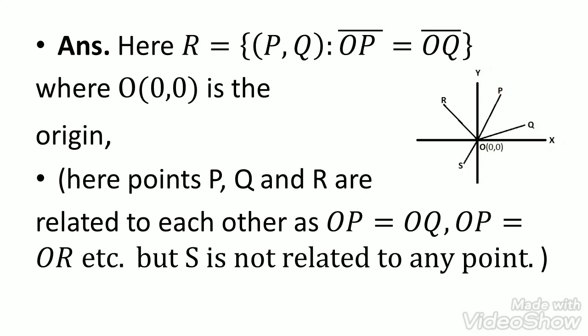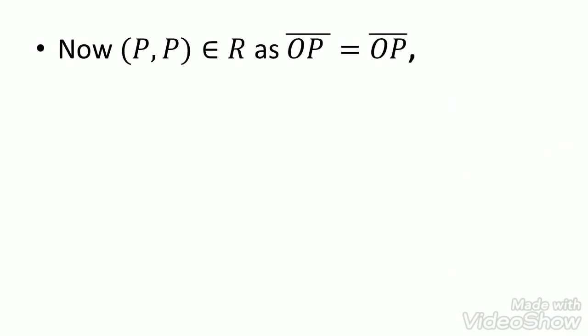You can see how to prove it. Now (P, P) belongs to R as OP equals OP. The distance of P from the origin is equal to the distance of P from the origin. You can consider it in that way, every point of that plane will relate to itself. So therefore it will be a reflexive relation. It is easy to show that.